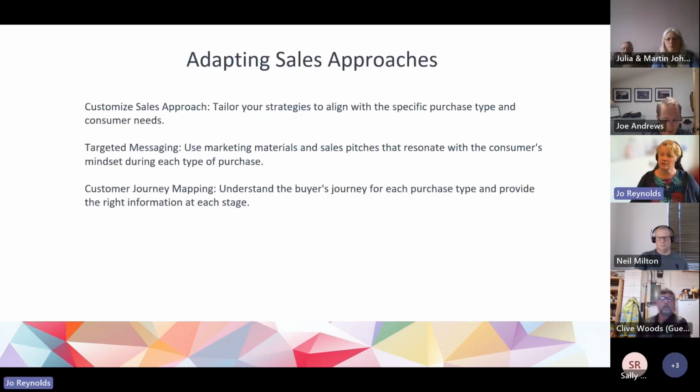So this is called adapting our sales approaches, which is pretty self-evident really. So you customize your approach, you tailor your strategies to align with the specific purchase type and those consumer needs. You use targeted messaging in your marketing and your sales. You can't go in there and sell to an individual and tell them every single thing there is to know about your company. You tell them the things that are important to them, the ones that resonate with their needs, which you've already established through doing your research, having phone conversations, or asking other people that deal with them.